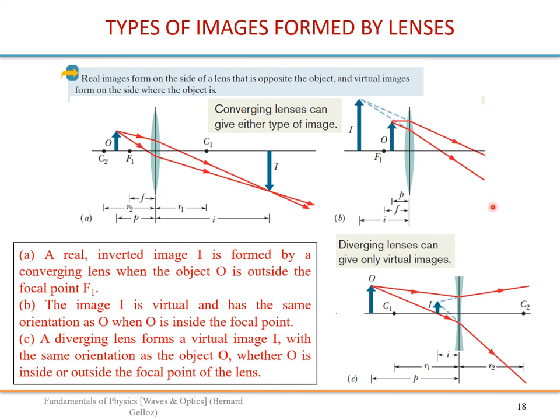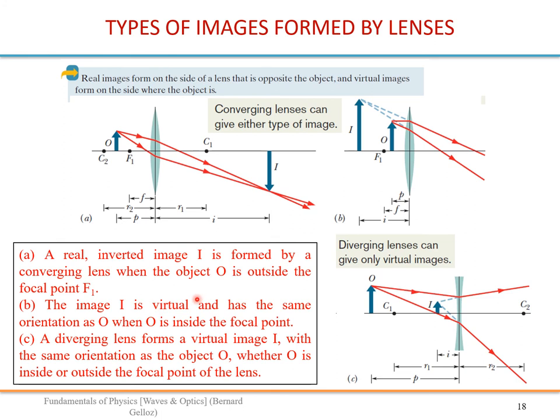So this slide again says the same thing, except that you have here general conclusions, like a real inverted image I is formed by a converging lens when the object O is outside the focal point. We say outside the focal point when it is further away. When it is between F and the lens, we say that it is inside the focal point. So in this case the image is real, inverted, in this case virtual, non-inverted. A diverging lens forms a virtual image with the same orientation, so non-inverted. And this does not depend on whether O is inside or outside the focal point.